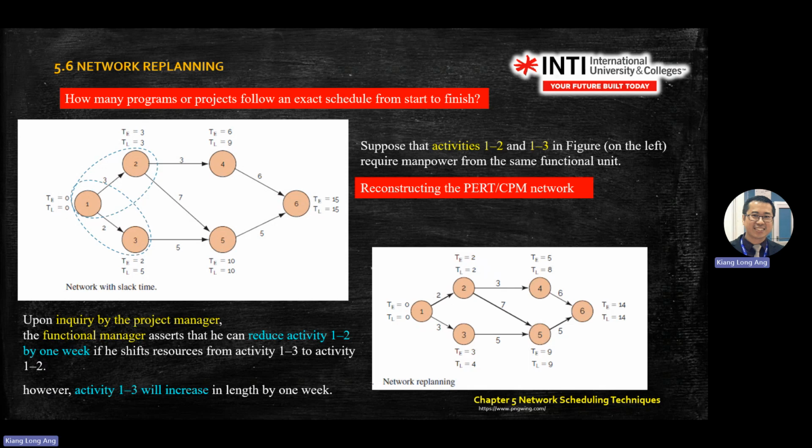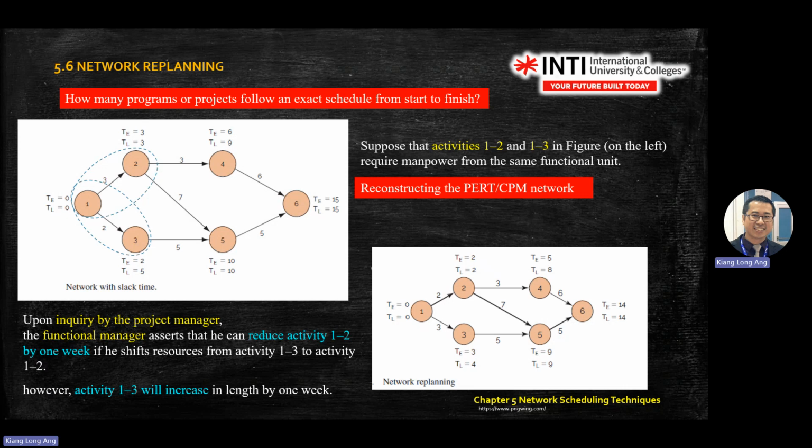So sometimes you can reconstruct. You can just change the station or sequence. Let's say you see the network on the left and on the right. What you do is that you flip the sequence of 2 to 3, means activity 2 to 3. You see, you flip. When you flip, the time can shorten from 15 to 14, for example.